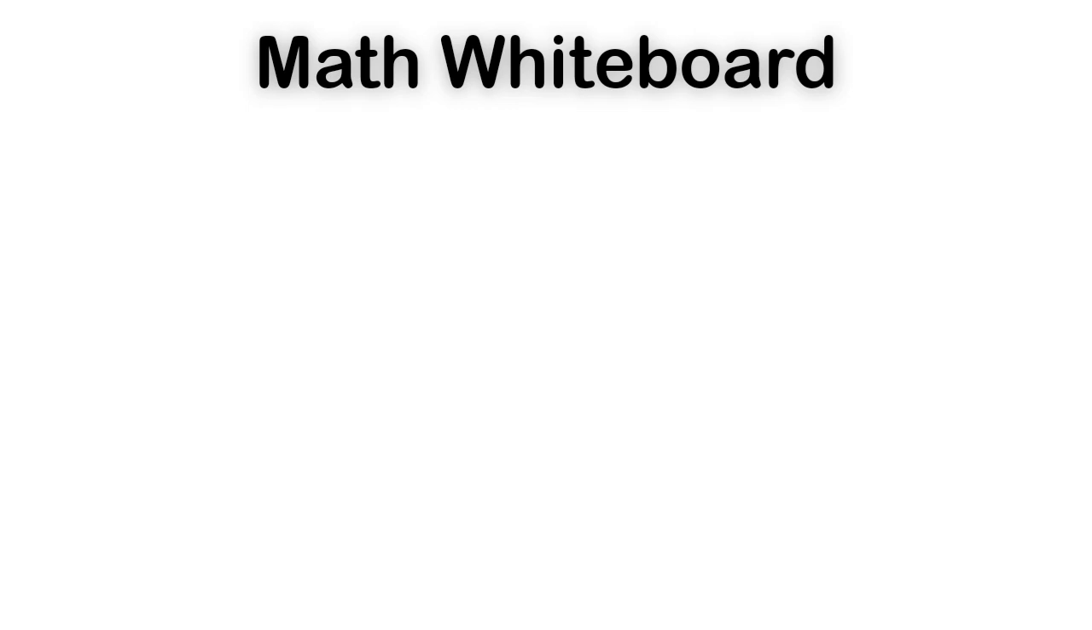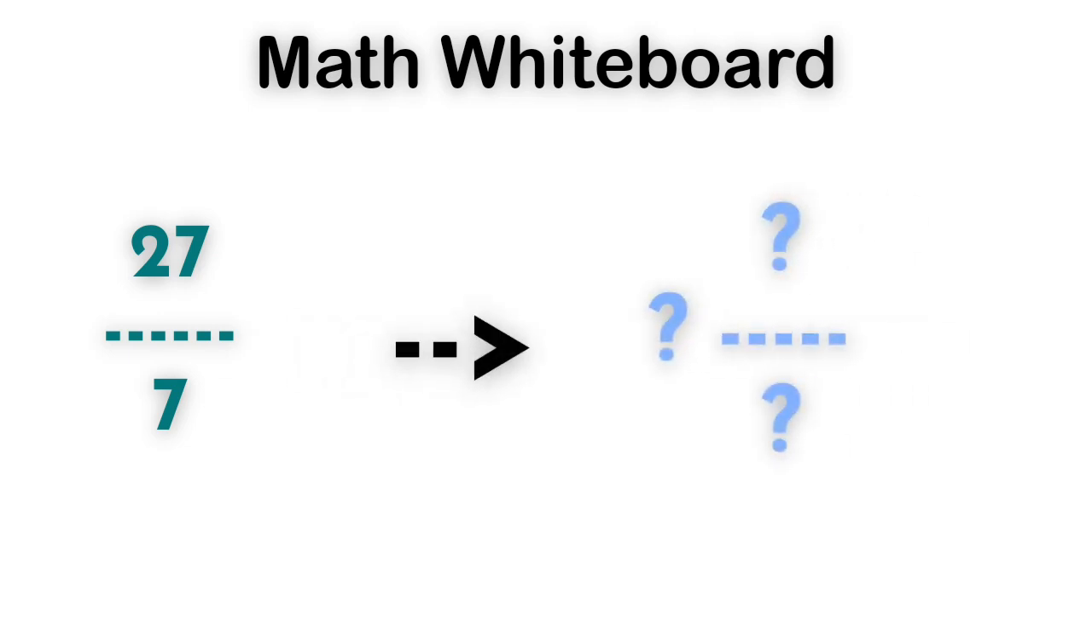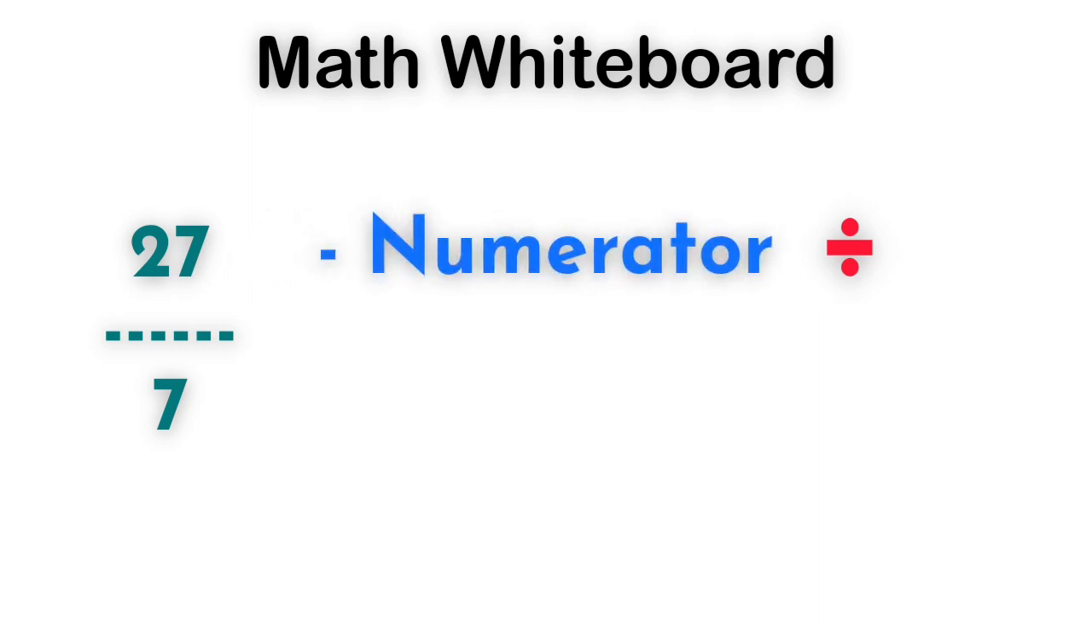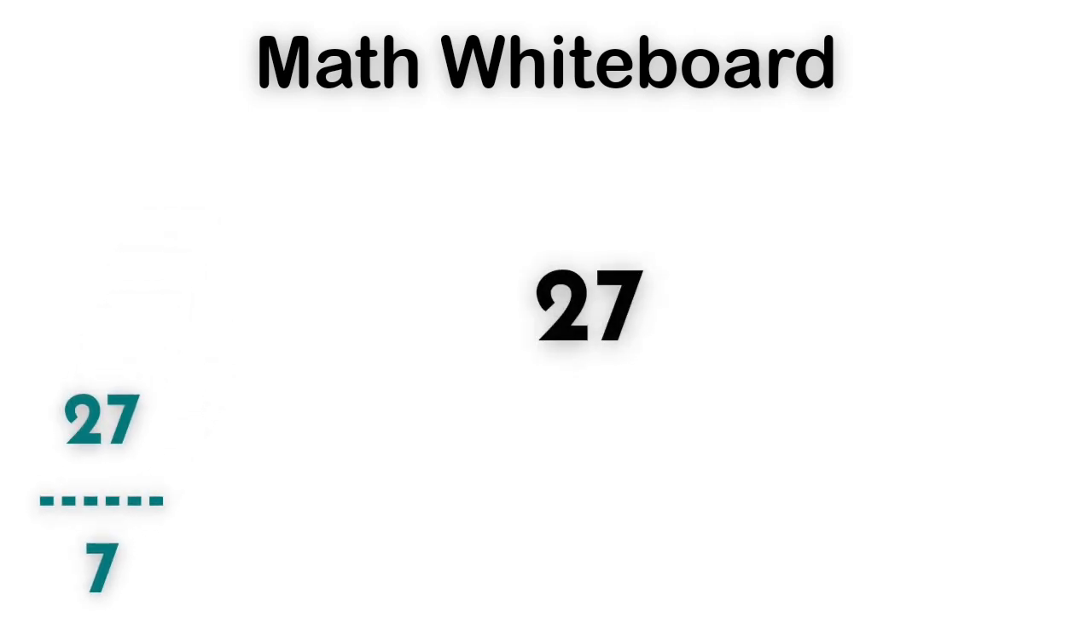So today you are going to learn how to convert an improper fraction into a mixed fraction. Over here we have an improper fraction, which is 27 by 7, as you can see. So we need to convert this into a mixed fraction. First of all, the formula is that you have to divide the numerator by the denominator. So first of all, let us take here 27 divided by 7.